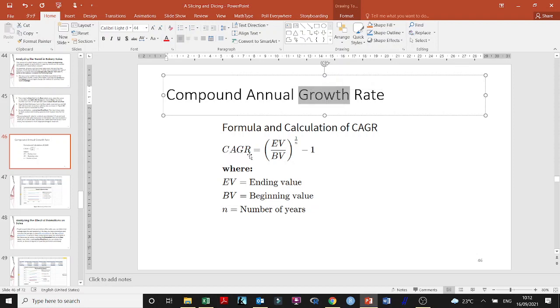So CAGR. Those students who come from finance can beat me in this because this is what they do all the time. They take the end value, divide it by the beginning value, and raise it to the power of 1 over n. Oh, what is that 1 over n? 1 over n is a square. The square of the number. The square, oh my God, the square root I wanted to say.